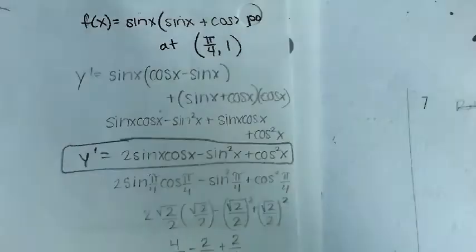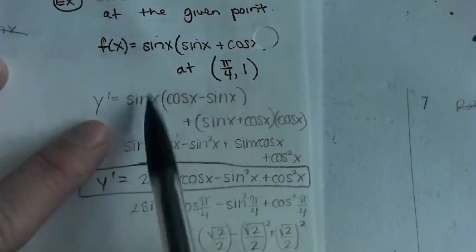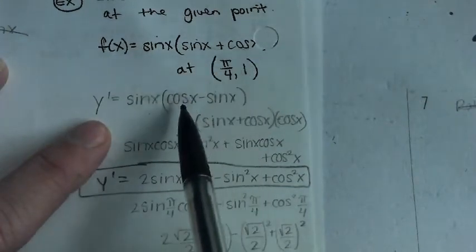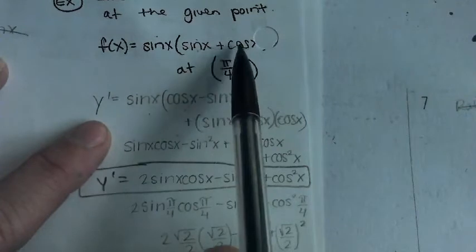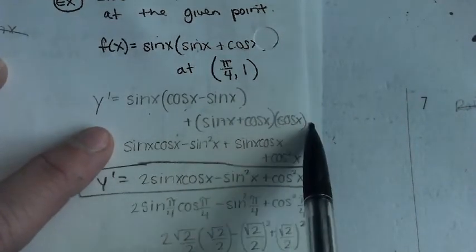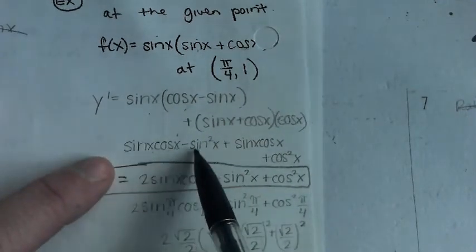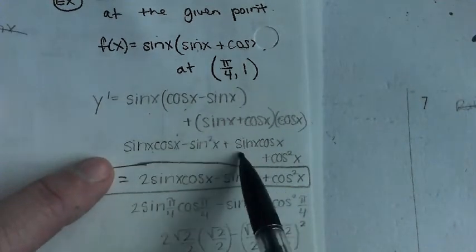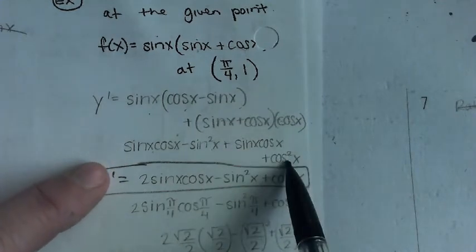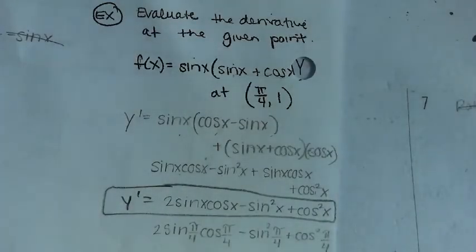Versus if I look at this one, this person just jumped right into it. The first times the derivative of the second is derivative of sine is cosine, derivative of cosine is negative sine, plus their second times the derivative of their first. And then they distributed sine x cosine x minus sine squared plus sine x cosine x plus cosine squared and combined like terms. Awesome.